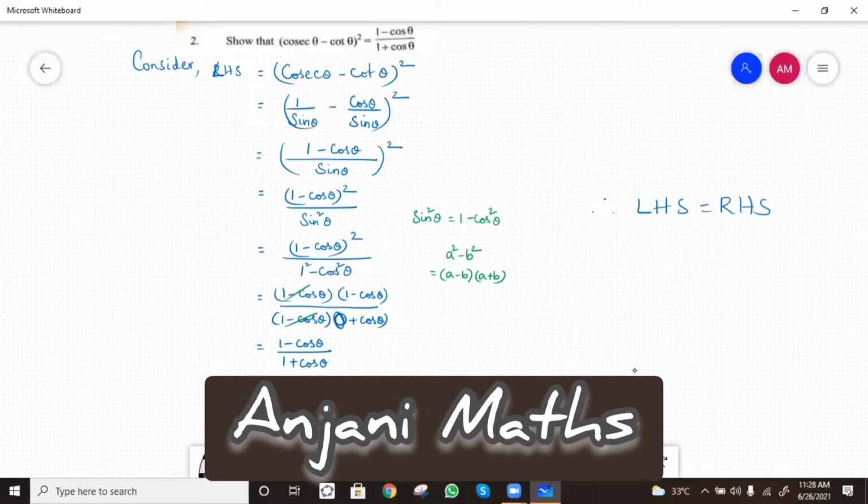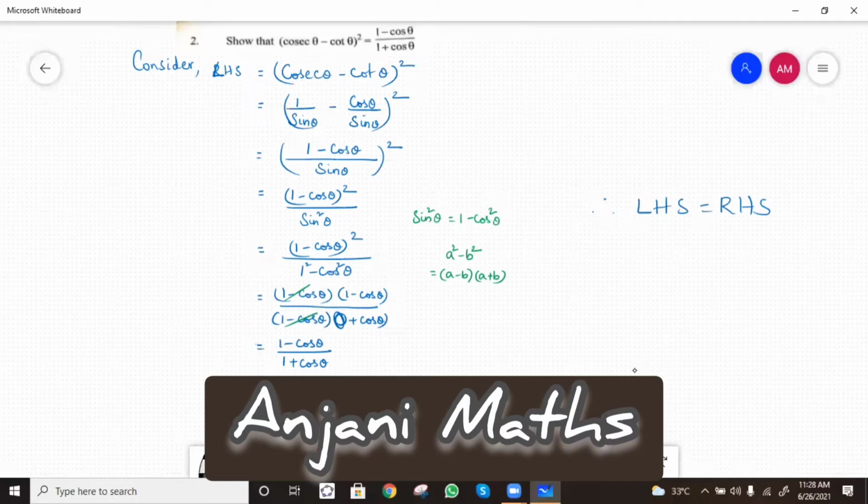How can we write sine square theta from the first trigonometric identity? We have sine square theta plus cos square theta equal to 1. So what will be sine square theta? It will be 1 minus cos square theta. How can we write 1 minus cos square theta? 1 square minus cos square theta. So it will be A square minus B square. What is A square minus B square from the algebraic identity? A minus B into A plus B. So we can write that as 1 minus cos theta into 1 plus cos theta.